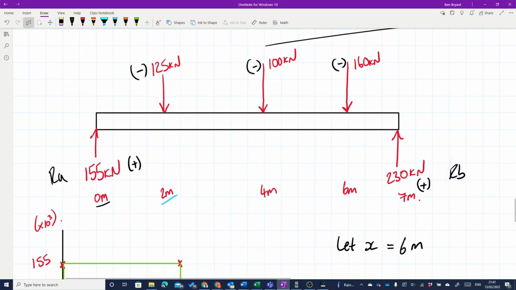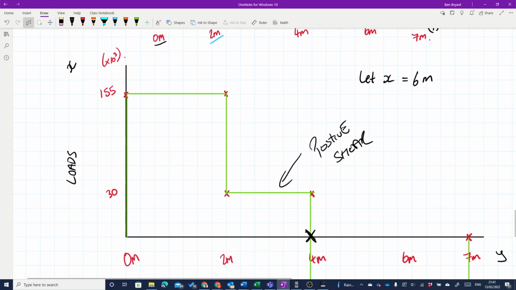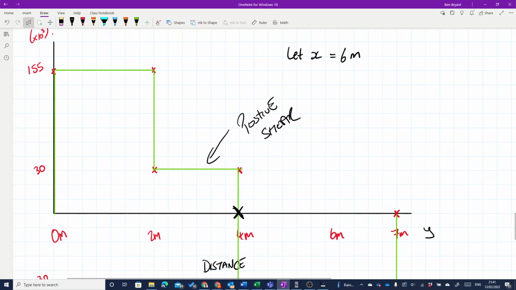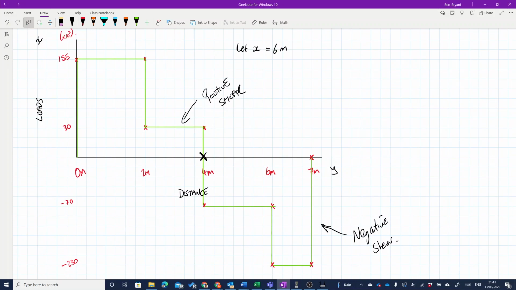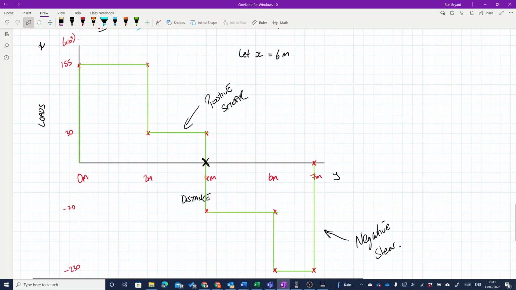Once you've solved it, you need to then go away and create your shear force diagrams. That's this diagram we're now showing on screen. You need to have this diagram to be able to create a bending moment diagram also. So if you haven't seen that, please check out the other video on shear force.